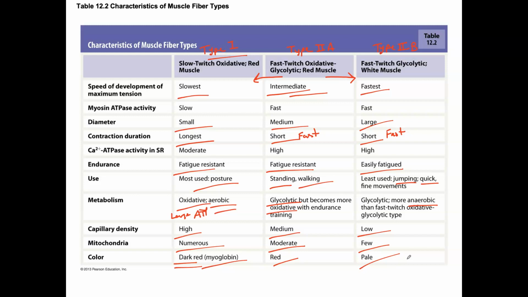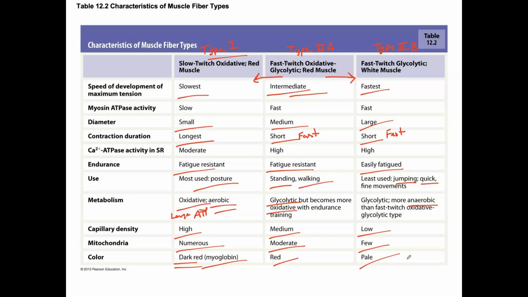So these are the three types of cells, the type 1, type 2A, and type 2B. All types can be found within our skeletal muscle organs. We essentially just have a ratio of cells within the organs. So in a particular muscle, say the biceps of the arm, there's going to be slow twitch and fast twitch oxidative glycolytic, as well as fast twitch glycolytic.